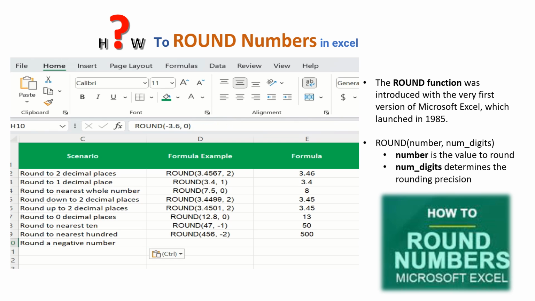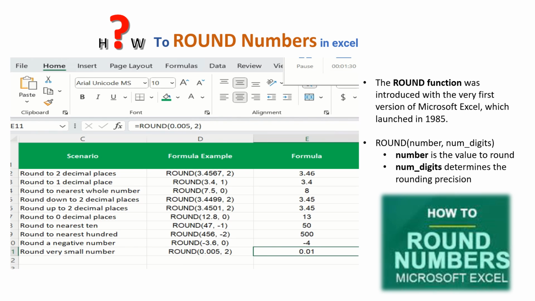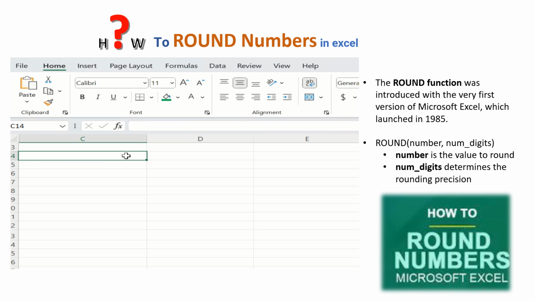Yeah, so let's see next example, round a negative number. So let's say -3.6 है तो इस केस में -4 हो जाएगा. Rounding a very small number, we are rounding it to digits. So because this is 5, so it will become 0.01, sorry. Okay. So now these were the examples that we have.